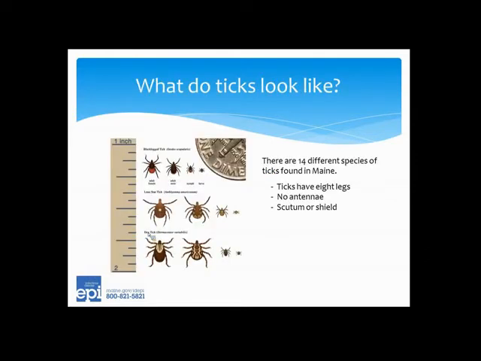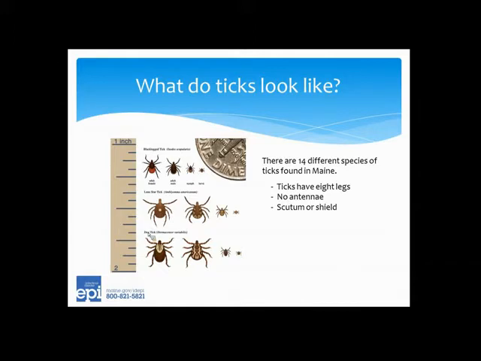So to start out, what do ticks look like? Here in Maine, we have 14 different species of ticks. Ticks are all similar, the same as mosquitoes. They all have some very similar body parts. Ticks are actually not insects. They're in the arachnid family, and so they have 8 legs, just like spiders do.